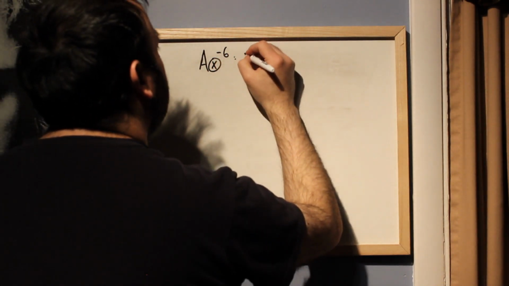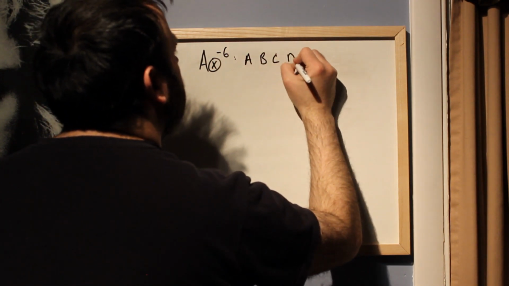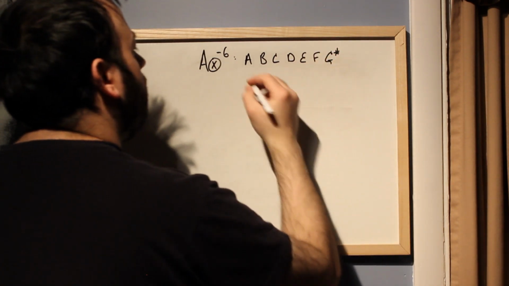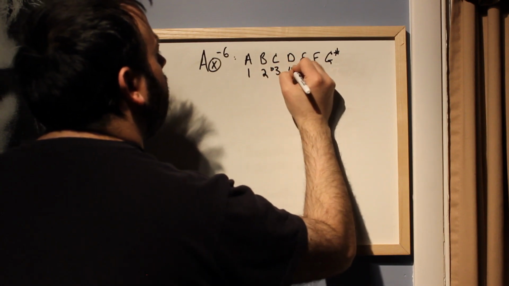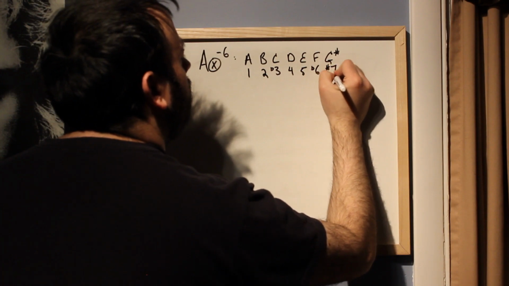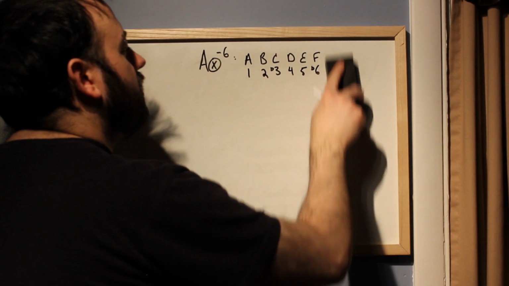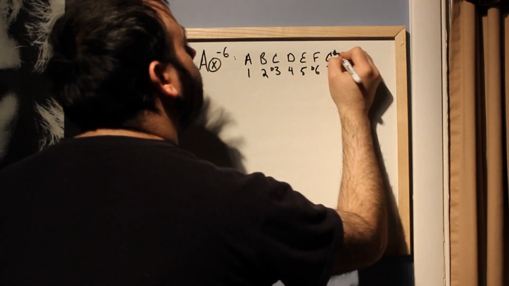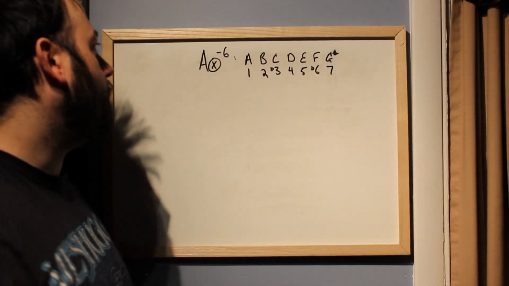So we have A, B, C, D, E, F, G sharp. So we have our 1, 2, flat 3, 4, 5, flat 6, sharp 7. Or actually, in this case, let's not sharp the 7. Just keep it regular 7. I think that might make more sense. G sharp. So we have our melodic minor with the flat 6.